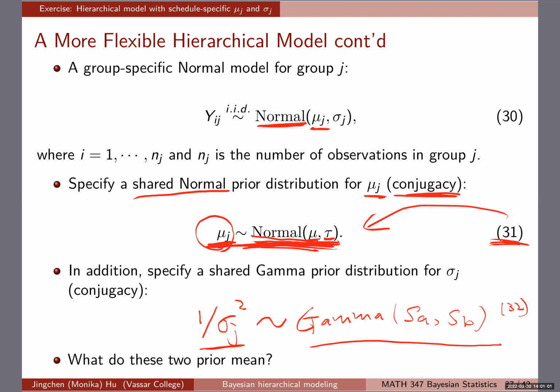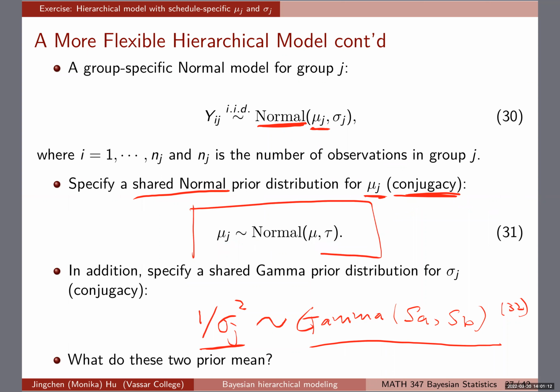So if you just focus on equation 31 itself, even without thinking about whether it's a hierarchical model or anything, if you just look at this itself, what this is saying is that mu j, all of them, comes from the same prior. The mean is mu, the standard deviation is tau.